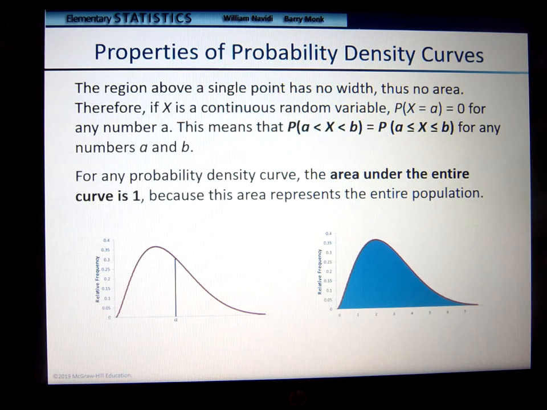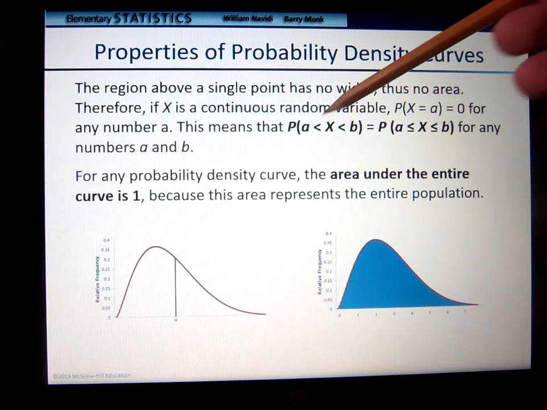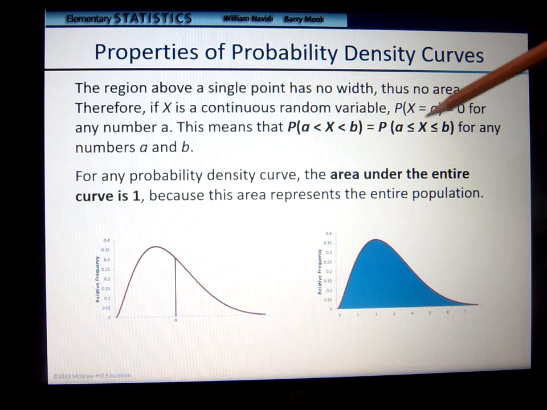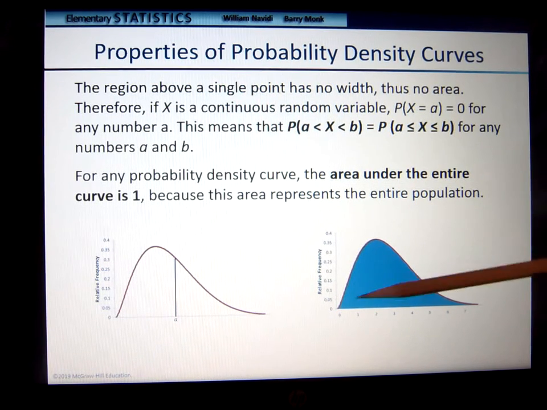The region above a single point has no width, thus no area. Therefore, if x is a continuous random variable, the probability that x equals a would equal 0 for any particular number. That means that the probability that x is greater than or equal to a and less than or equal to b is the same as with strict inequalities, for all numbers a and b. In other words, it doesn't make any difference whether you include a and b or not. For any probability density curve, the area under the entire curve is 1.